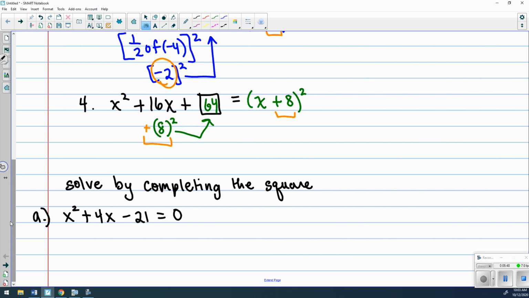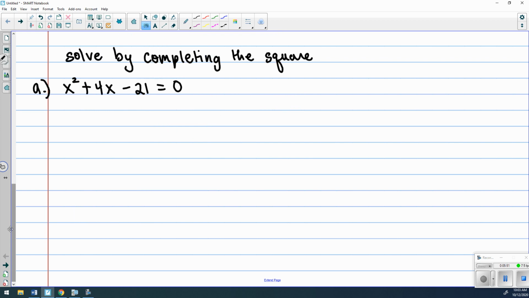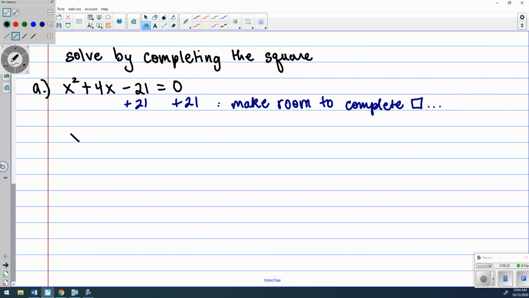So to complete the square, what we have to do is turn one side into a perfect square trinomial. So the very first step will be to make room to complete the square. So I'm going to add 21 to both sides. I'm going to write this step as make room to complete the square. So now I have x squared plus 4x. I have room to complete the square, and that's equal to 21.